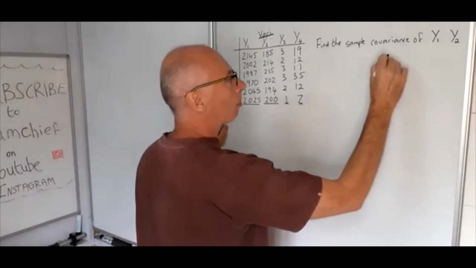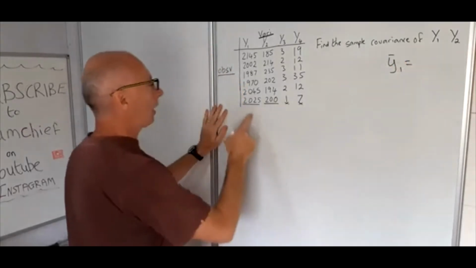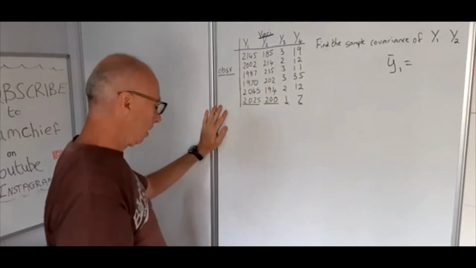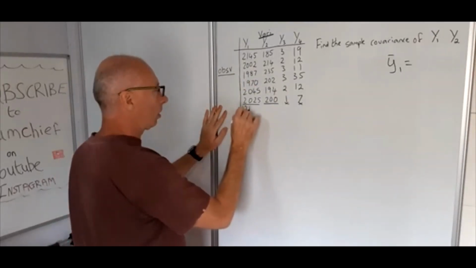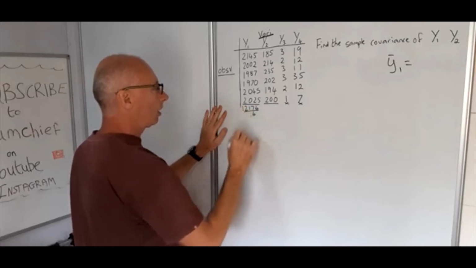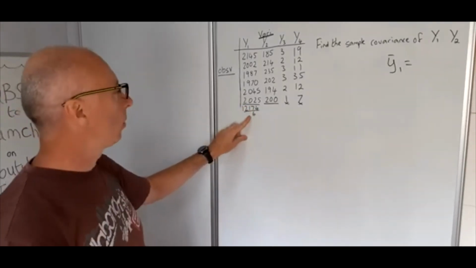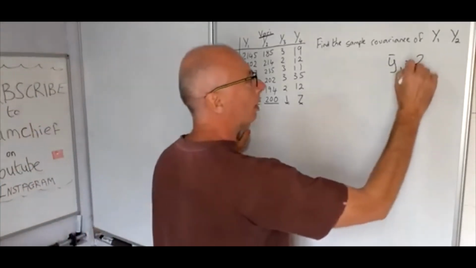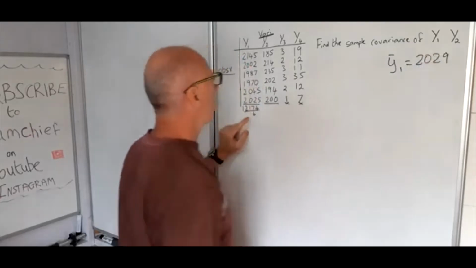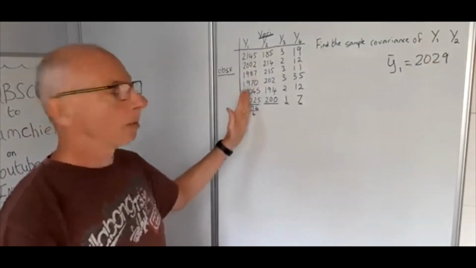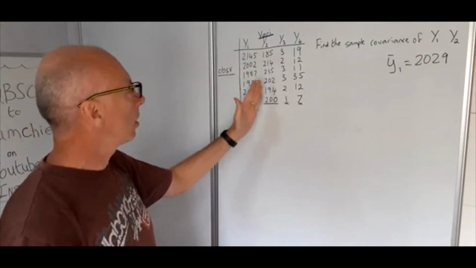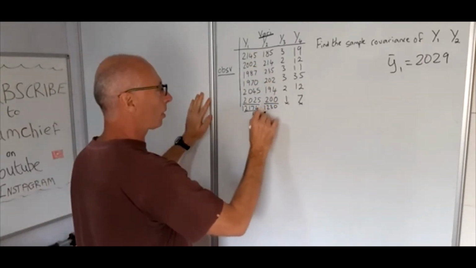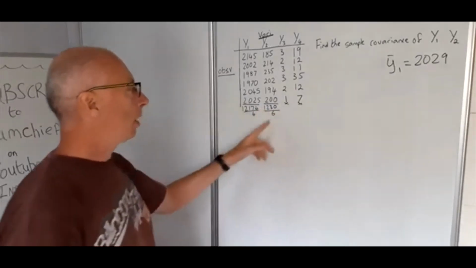So y bar 1 equals the sum of all these divided by 6. If we sum all these up, which I'd have done beforehand, we get 12,174. We're going to divide that by 6, and that will come to 2,029. So that's our mean average of this column. Now we want the mean average of this column. If we sum all these up, we'll get 1,230 and divide that by 6.